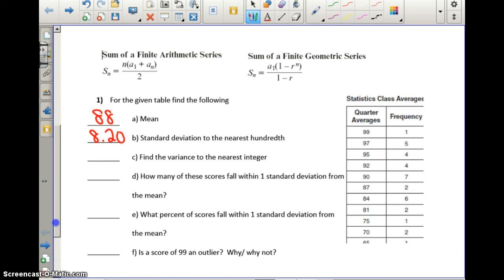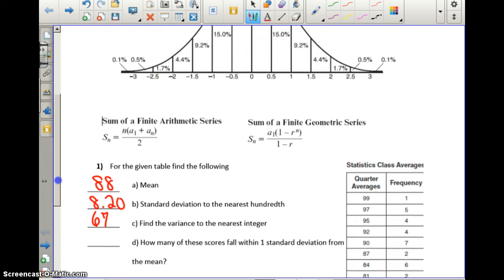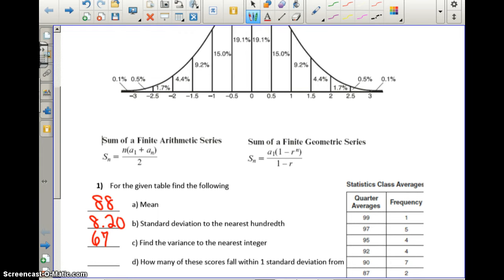Variance, if you recall, comes from squaring the standard deviation, and in our notes we define standard deviation as the square root of the variance. So if I square 8.2 and round to the nearest integer, I get 67. And now I want to know about how many scores are one standard deviation of the mean. Well, that's going to come from my normal curve.